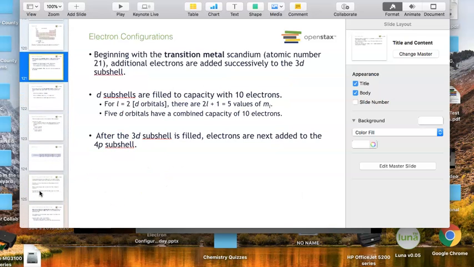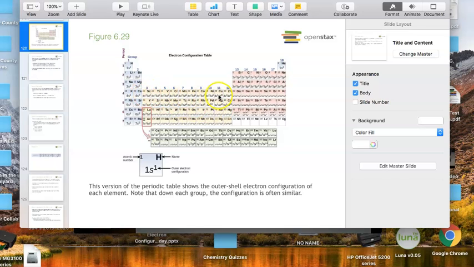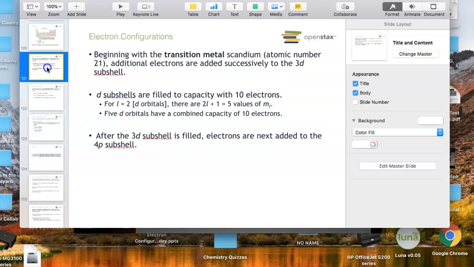So when you're talking about electron configurations for transition metals, you're basically adding electrons through the 3d subshell. So d subshells are filled to capacity with 10 electrons, right? We know that if we count from left to right here, there are 10 elements here, 10 elements here, which represent 10 electrons, 10 elements here, etc. So after the 3d subshell is filled, electrons are added to the 4p subshell.